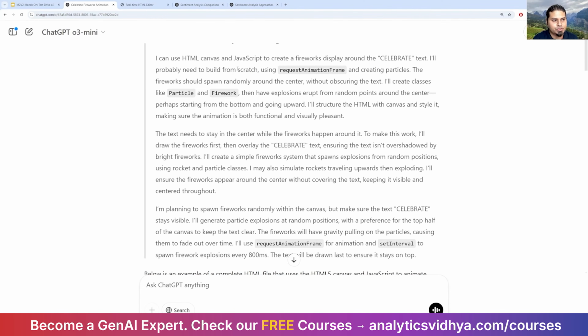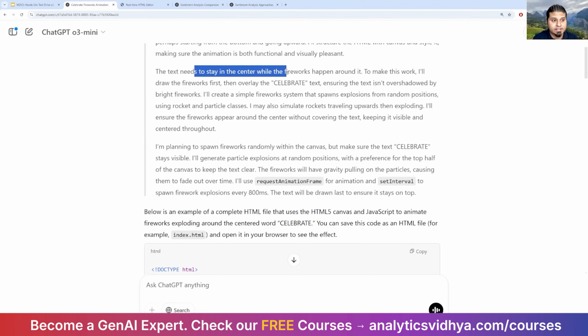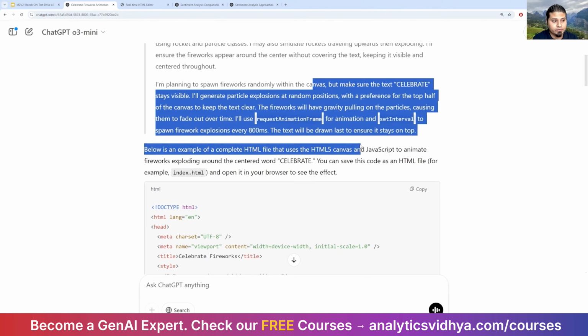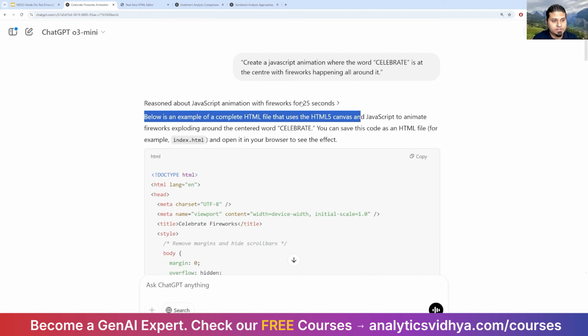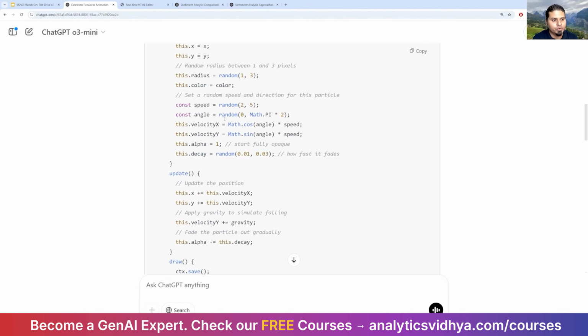And then it decides what it needs to build, certain functions, creating some particle effects, creating certain classes, and the text needs to stay in the center and overlay it. And then it is planning to spawn fireworks randomly within the canvas. And after 25 seconds of reasoning and thinking, it creates this entire code base for us.